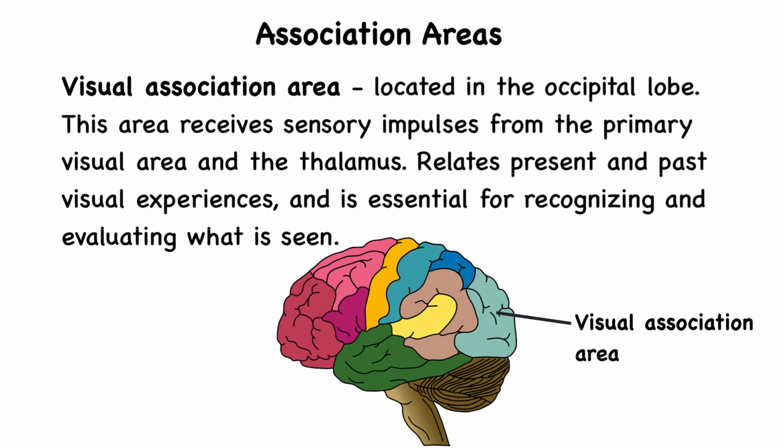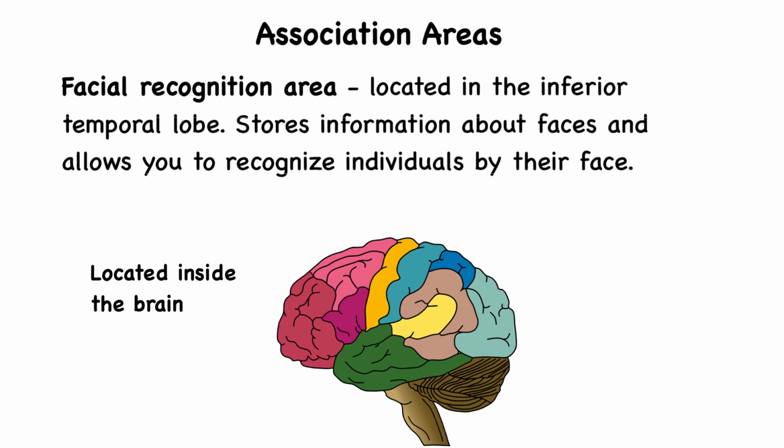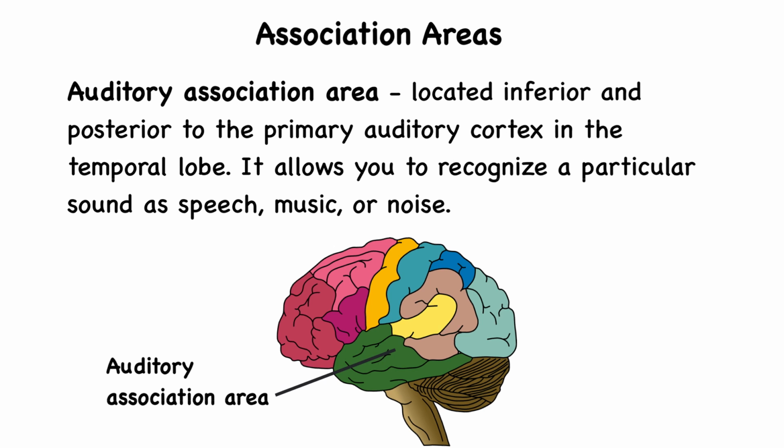The facial recognition area is located in the inferior temporal lobe. It stores information about faces and allows you to recognize individuals by their face. Auditory association area is located inferior and posterior to the primary auditory cortex in the temporal lobe. It allows you to recognize a particular sound as speech, music, or noise.